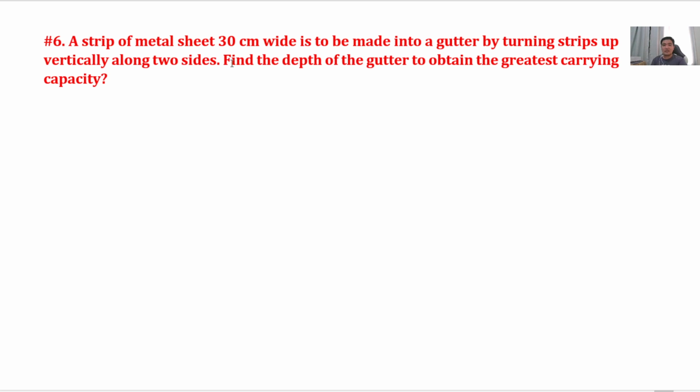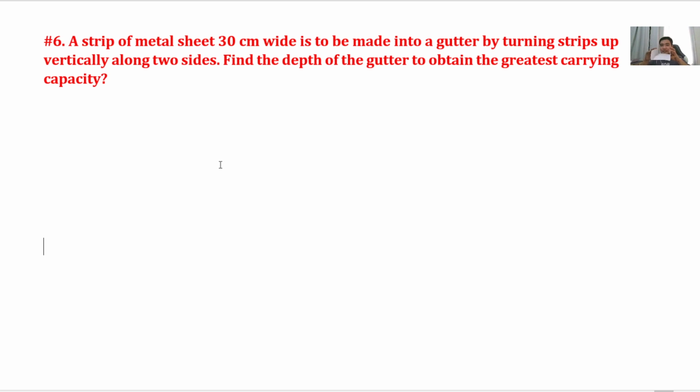A strip of metal sheet 30 centimeters wide is to be made into a gutter by turning strips up vertically along two sides. Find the depth of the gutter to obtain the greatest carrying capacity. It looks like this, class, so you can visualize it. Look at my video. You have a 30 centimeter sheet, this is its width. Then you make a gutter by folding the two sides. The gutter is where water passes on your roof, where the water flows. So, it will become like that.